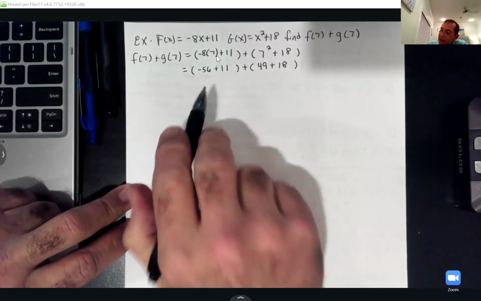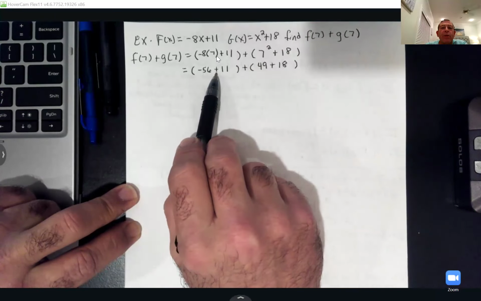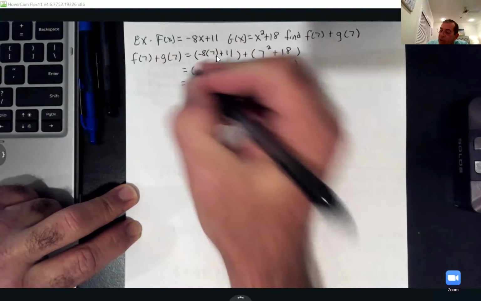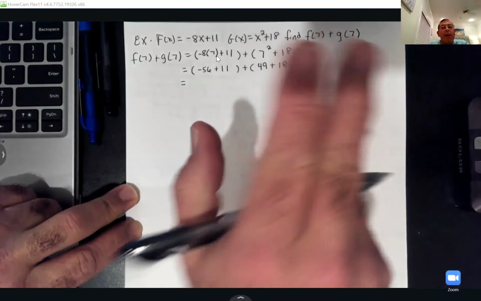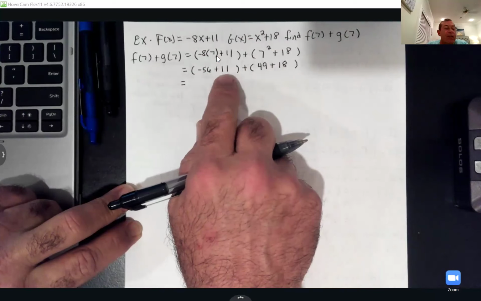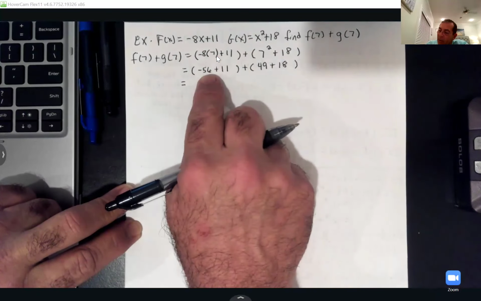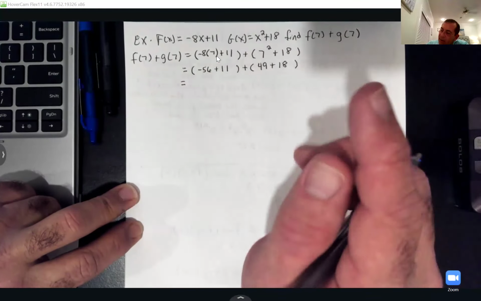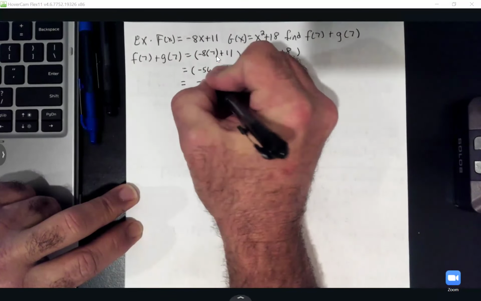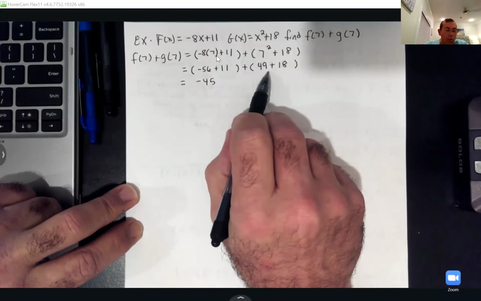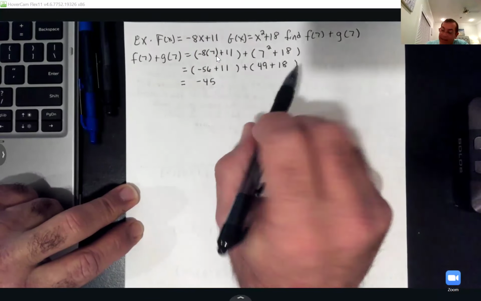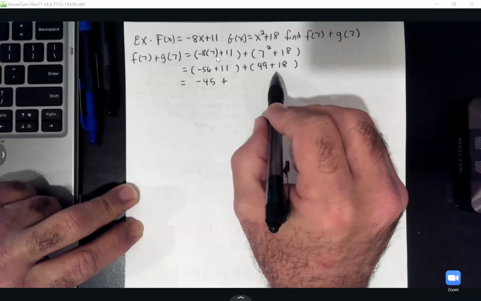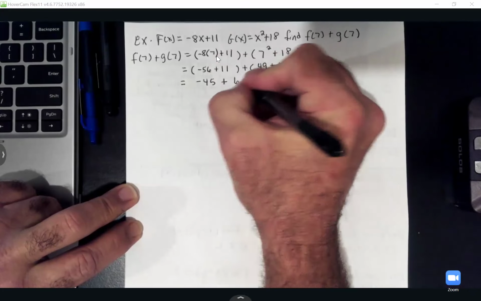All right. Now notice, all I got left in this one is adding. All I got left in that parentheses is adding. So I can now add and drop my parentheses because I'm going to be down to a single number. So what's that? Negative 56 plus 11. That's negative 45. And then over here, a 49 plus 18. So let's see, that's 67. There you go.